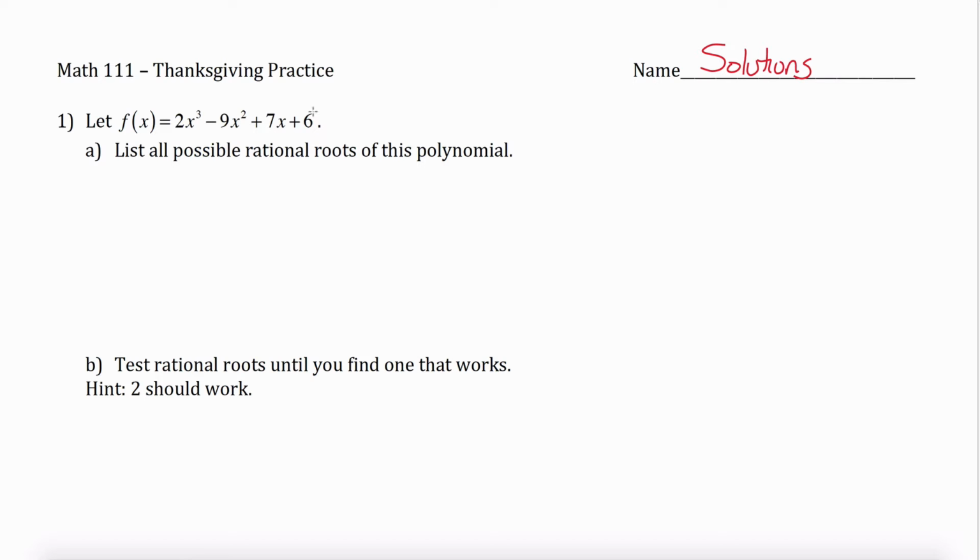All right, here are solutions to the worksheet that you guys will be doing for Thanksgiving class, I guess for the Wednesday before Thanksgiving in lieu of actually coming to class.